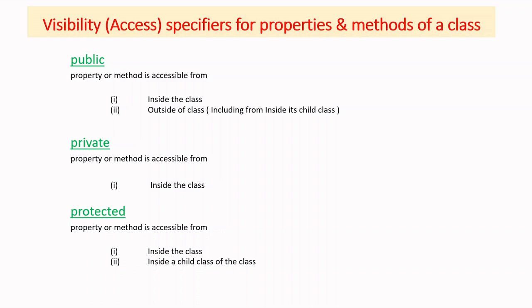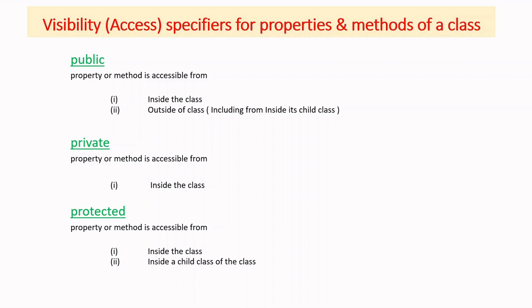If a property or method of a class is declared as private, then it means it is accessible from only inside the class. It is not accessible from a child class or anywhere outside of the class. The private visibility can be set using keyword private. If the visibility is declared as protected, then the property or method is accessible only from inside the class or from inside of a child class of that class, not from anywhere else.